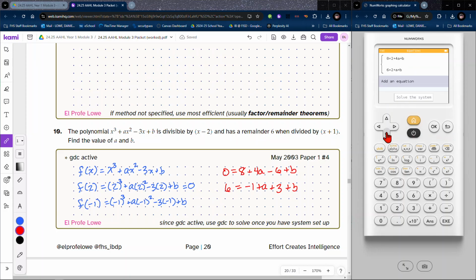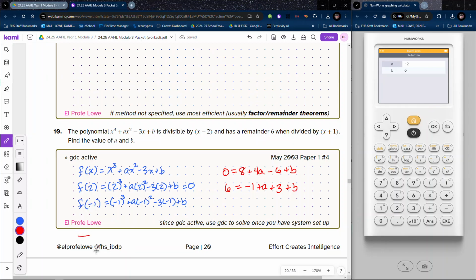I want to solve the equation, and it gives me my solutions. In this case it says the solutions are a is equal to negative 2, and b is equal to 6. That's with the calculator.